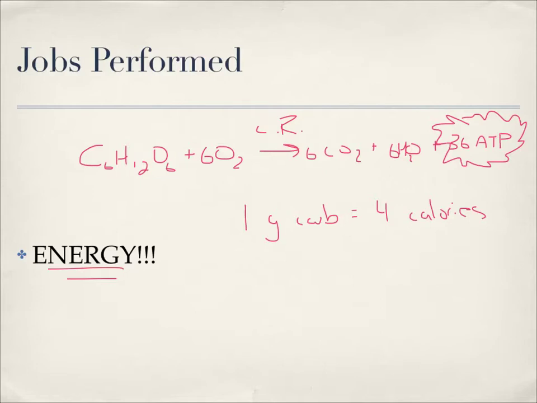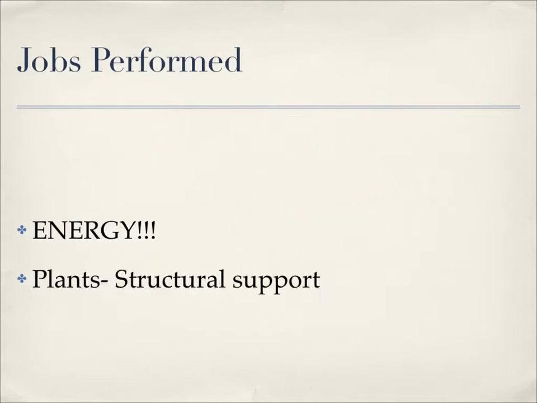So that's one of the jobs performed. The other main one is that plants use it as structural support. They have this thing called cellulose, which is the plant's version of structure. It's the fiber that we get when we eat a lot of plant products, that undigestible stuff our bodies cannot deal with, which the plants use as support.